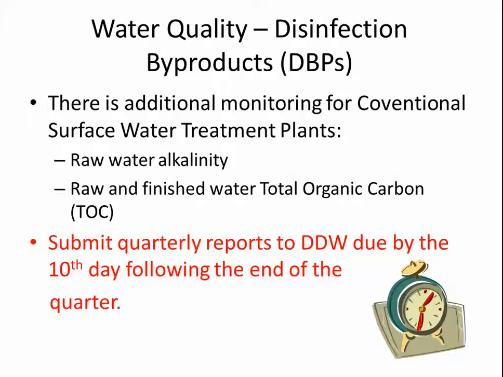And then part of disinfection byproduct sampling, you submit a quarterly report to the Division of Drinking Water that's due by the 10th day following the end of the quarter. So you remember, a surface water treatment plant submits a monthly report, but if you're just adding chlorine, then you submit a quarterly report to the Division of Drinking Water by the 10th day following the end of the quarter.